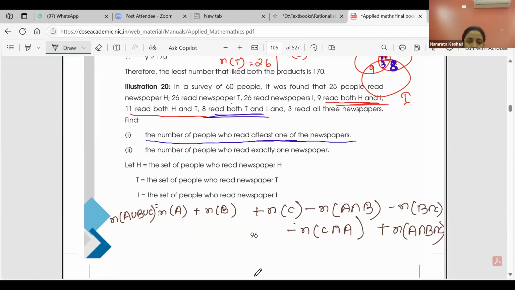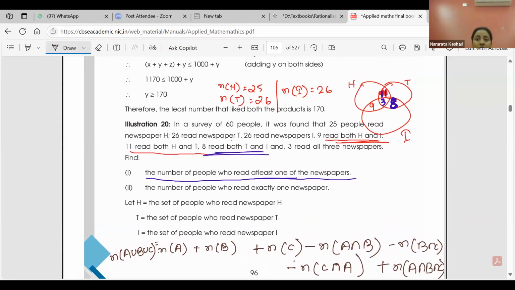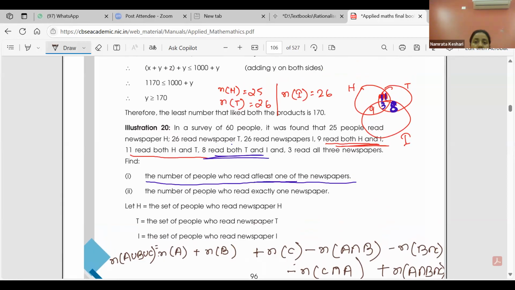Okay, wait, here the union is also given. In a survey, 60 people. Yeah, it is given that the total number of people was 60. So basically we don't need to use this formula. It was found that 25 read this, 26 read that. Okay, so this question, this is a formula, but actually this question we need to solve by using the concept of Venn diagram. We will be using the concept of Venn diagram properly.